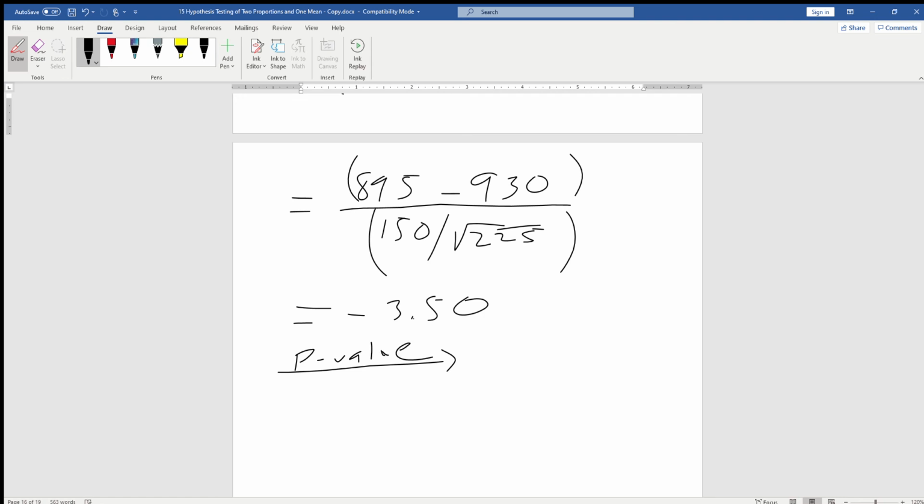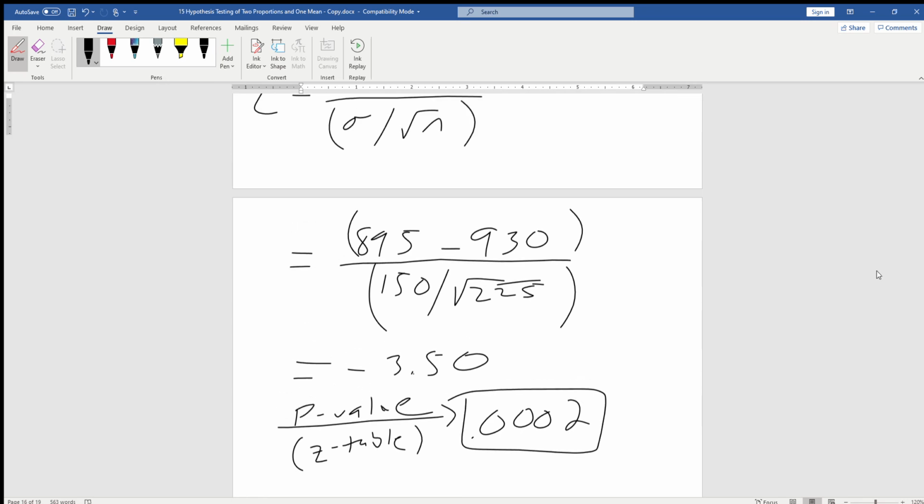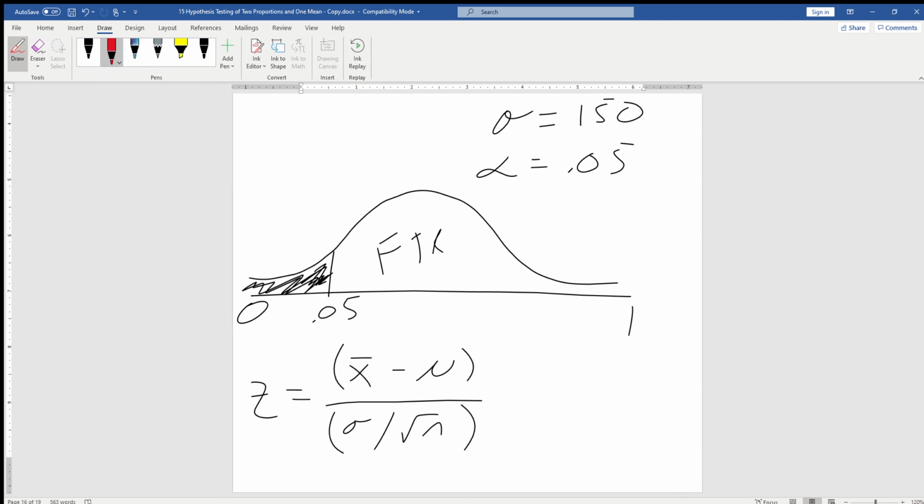Again, we get the p-value from the z-table. If we do this, and I'm going to look it up as well, negative 3.50, I got 0.0002. Extremely unlikely. We're going to plot that on the distribution up here. 0.0002 is almost 0, so it probably falls a little bit less than that. So our p-value is 0.0002, and again, we get a reject.